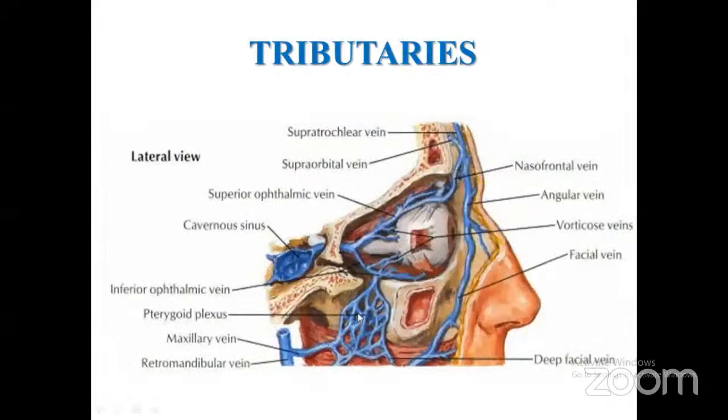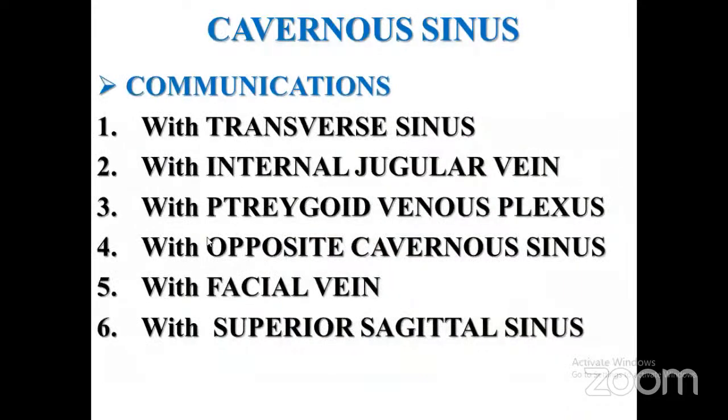Like this, here will be the pterygoid venous plexus, via passing through the foramen ovale. Then it communicates with the opposite cavernous sinus via the already discussed anterior and posterior intercavernous sinus. So infection from one cavernous sinus may spread to the other cavernous sinus if proper treatment or measures are not taken.